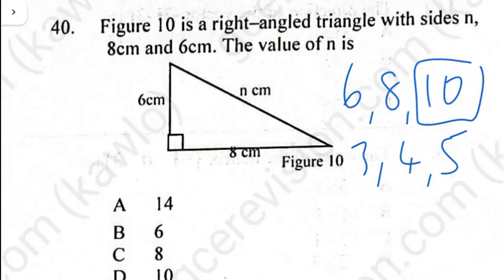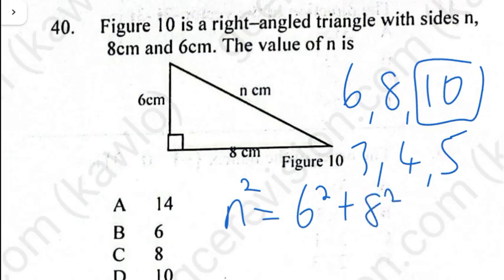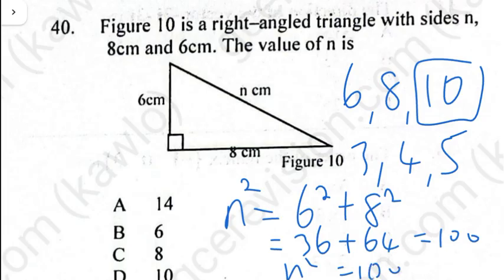But if you want to solve it, of course, there is no problem. The square of the hypotenuse equals the sum of squares of the other two sides. So n squared will be equal to 6 squared plus 8 squared. 6 squared is 36, 8 squared is 64, so the sum is 100. If n squared is equal to 100, then n will be the square root of 100, which is 10. So our key here is D, 10.